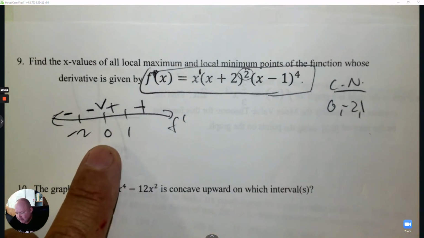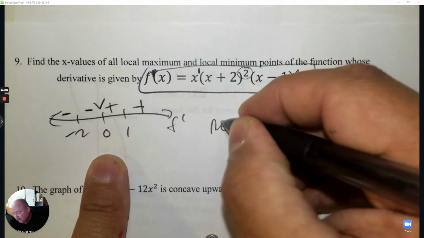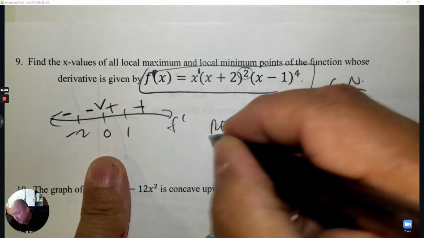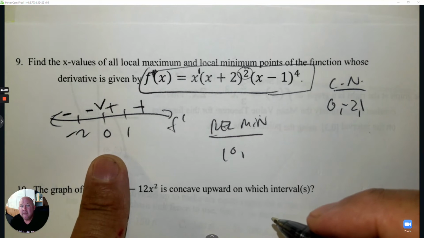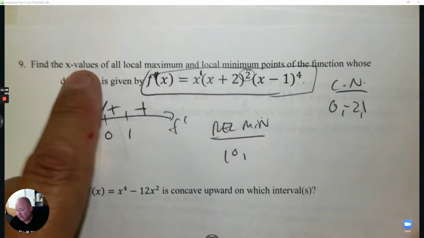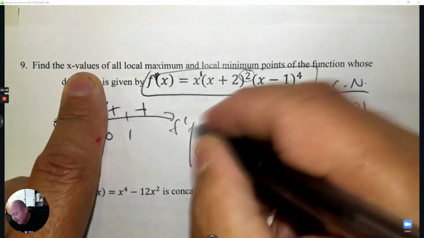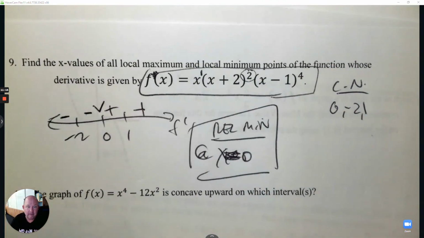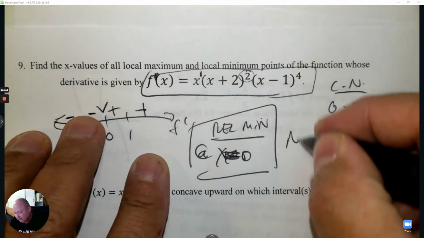So we have 1, and what are we looking for? Oh, maximum and minimum. So we just have a minimum point. So we have a relative minimum point at 0. And that's it, right? It says find the x values. So at x equals 0 is all we got. There's no y coordinates. We don't have a function to plug into. So at x equals 0 is a minimum. There is no maximum.